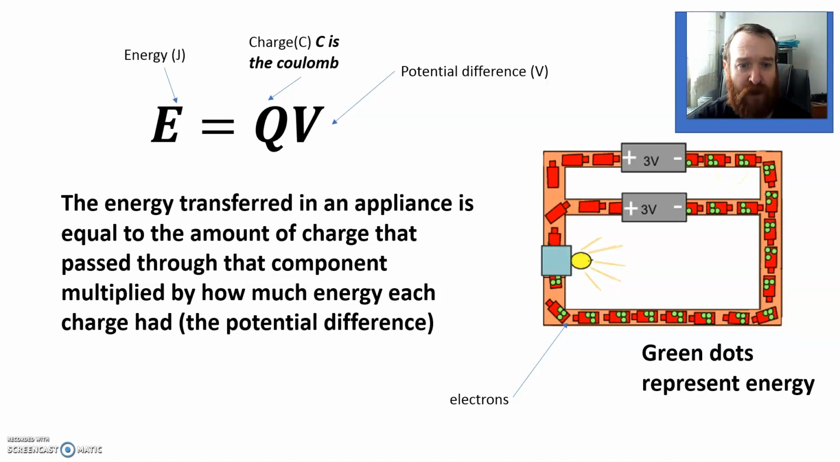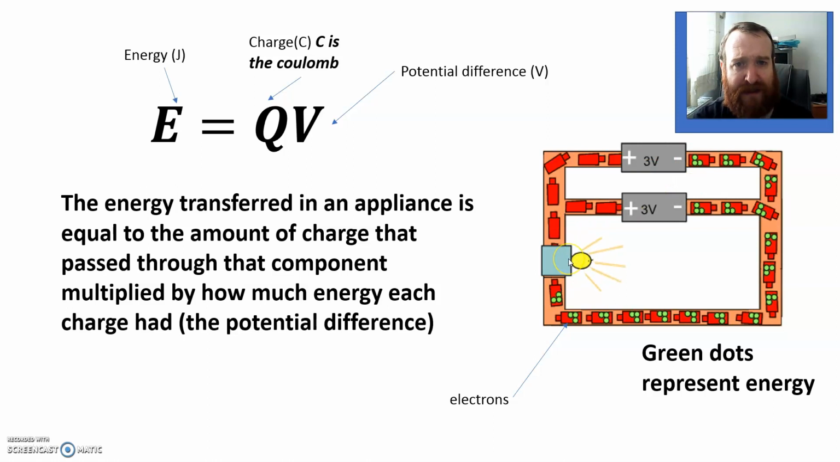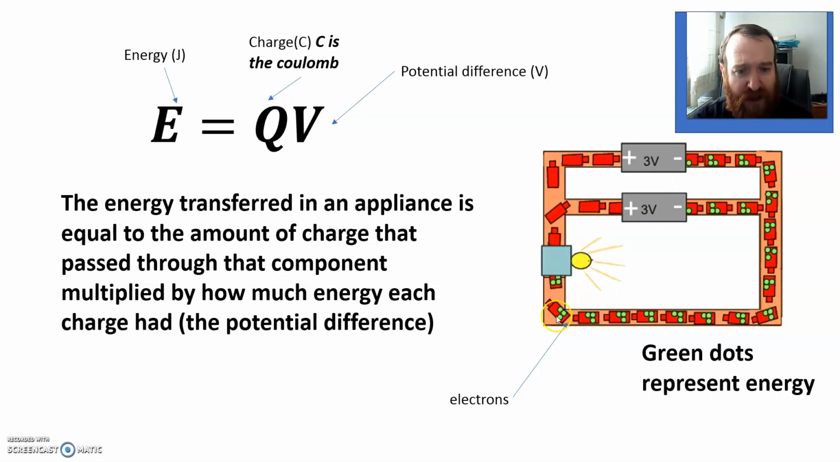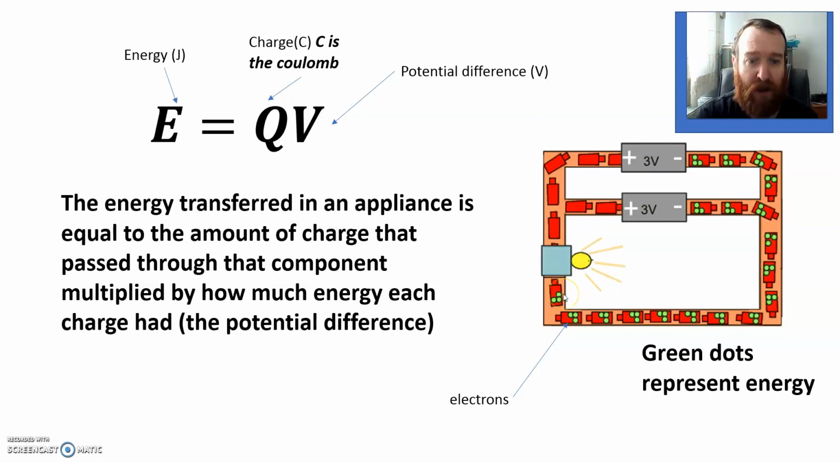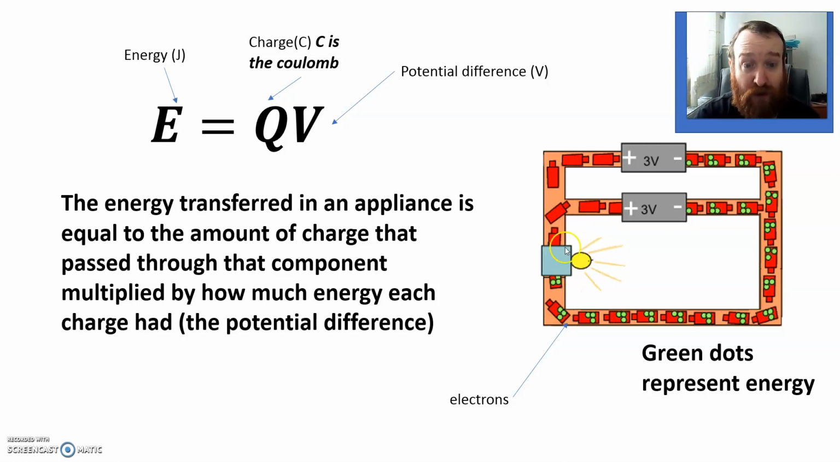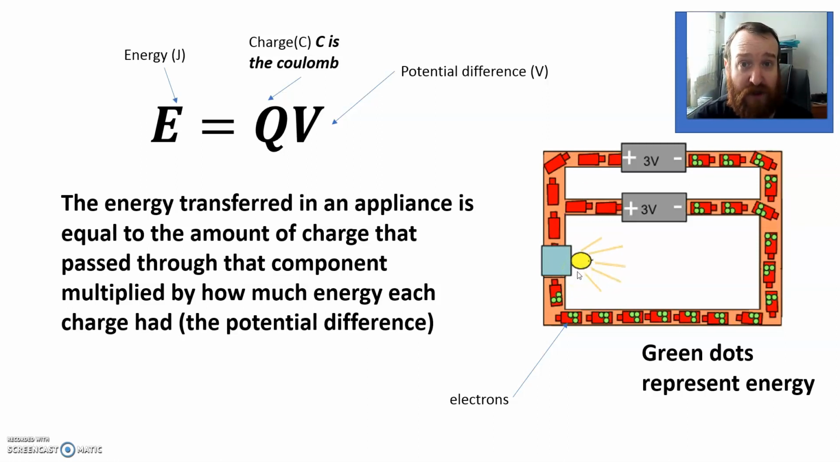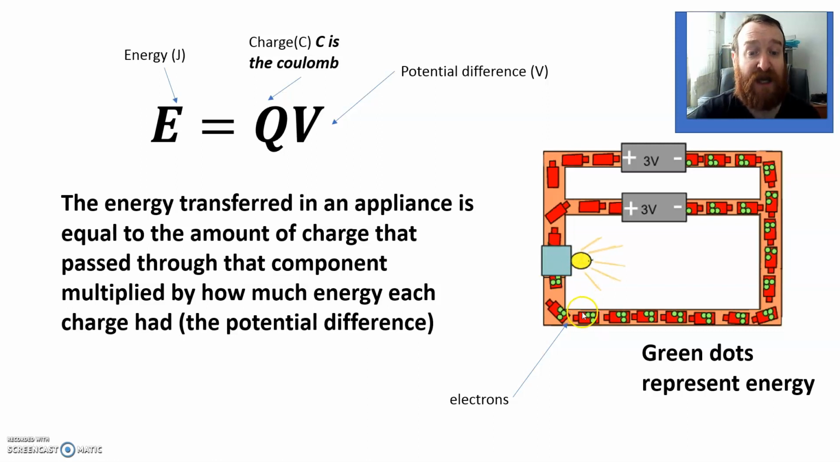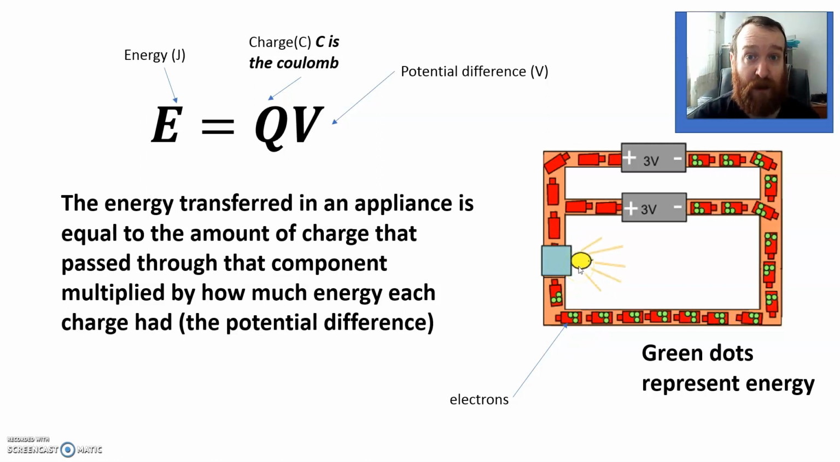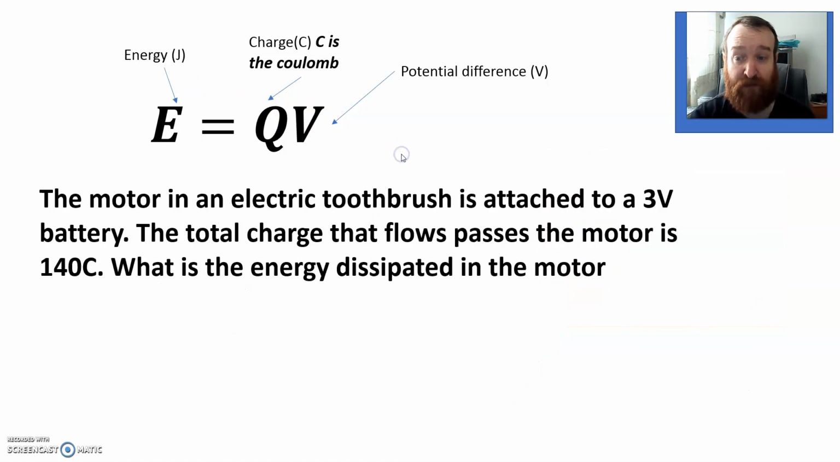Okay, and to get the total energy going into that lamp, I need to know how much energy each of those electrons has, the 3, multiplied by how many will go in total. Okay, so if I know how much energy each has and how many charges go through it, then I can find out the total energy. Okay, energy equals charge times voltage.